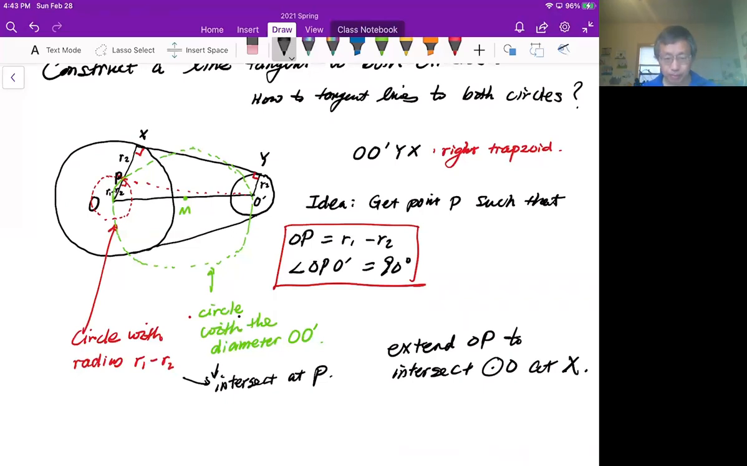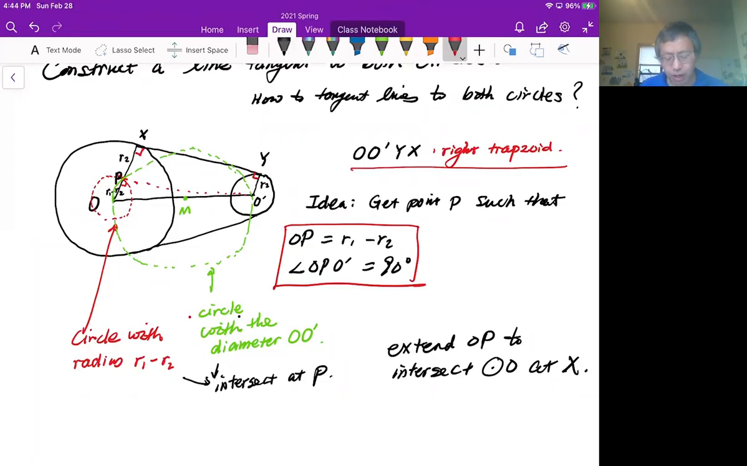Okay, give everyone one more minute. So what does that mean? What's the rule here? You assume X and Y are the tangent points. So XY should be perpendicular to the two radii, right? So we get that the quadrilateral is a right trapezoid.